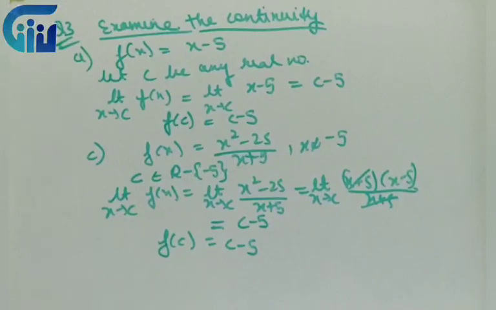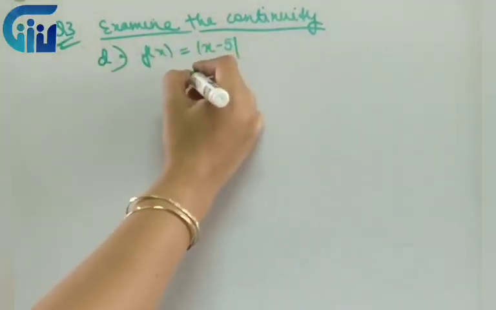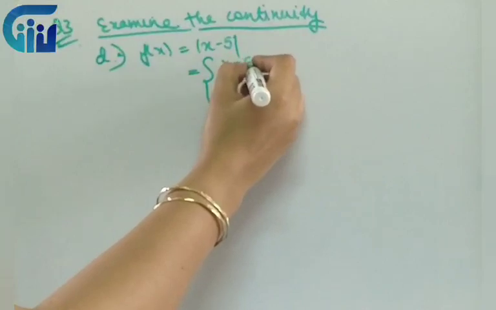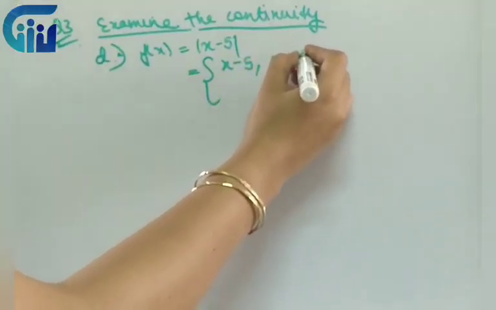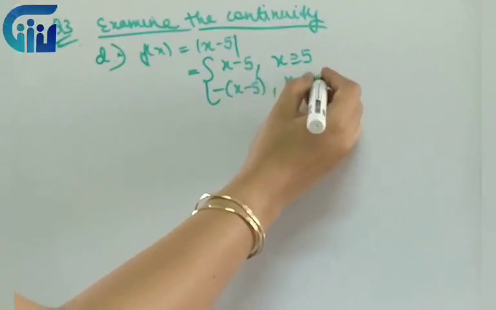Next we will move on to the questions where we have to check the continuity in the domain of the whole function. D part of the question. Now what we have is mod x minus 5. Again the same question. B part you will try on your own. So what does it say? We have mod x minus 5. So I can rewrite it as x minus 5 when x is greater than or equal to 5, and minus of x minus 5 when x is less than 5.